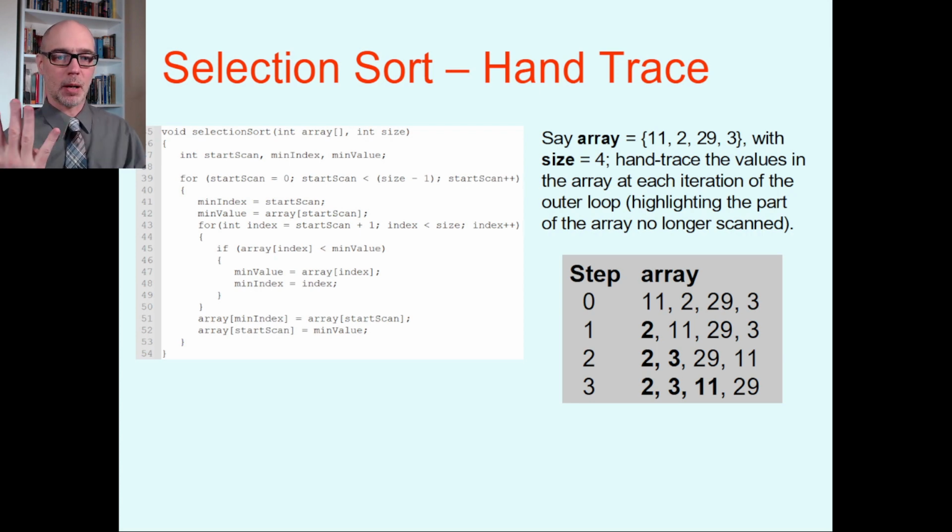Start scan is going to become 3. You check in that conditional there. Start scan is 3. Size minus 1 is also 3. 3 is not lesser than 3. And the loop ends and you're done with the function. As you can see here, it does actually correctly sort the array.